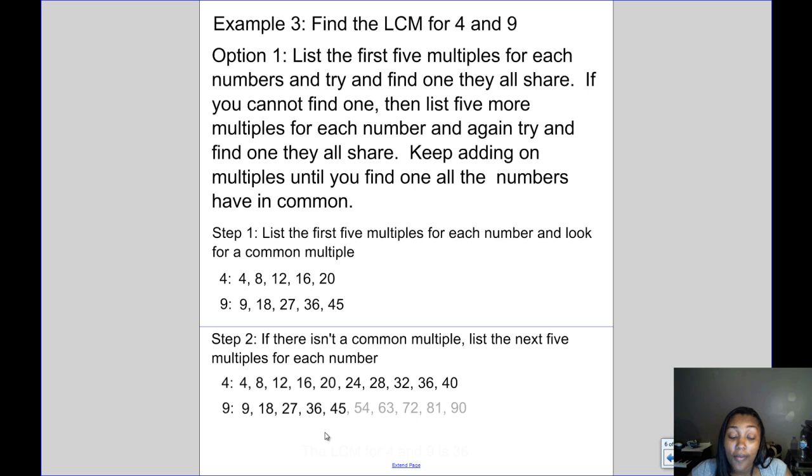Then I'll add 5 more multiples here. 9 times 6 is 54, 9 times 7 is 63, 9 times 8 is 72, 9 times 9 is 81, and then 9 times 10 is 90. And again, I'm going to look at my list and still look for the smallest number they have in common. And I actually see that they have the number 36 in common with each other, which tells me that the least common multiple for 4 and 9 is 36.